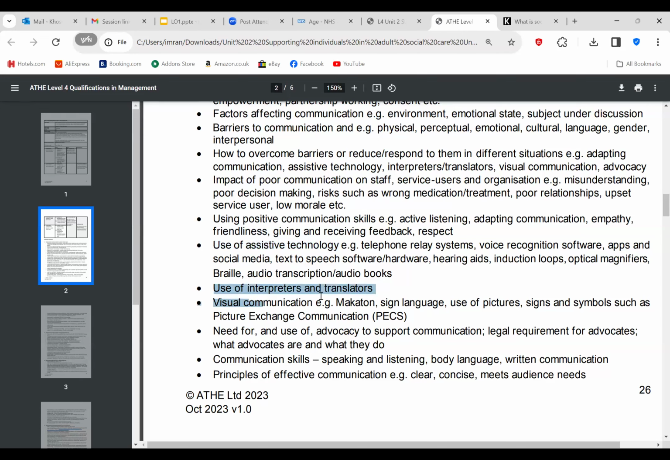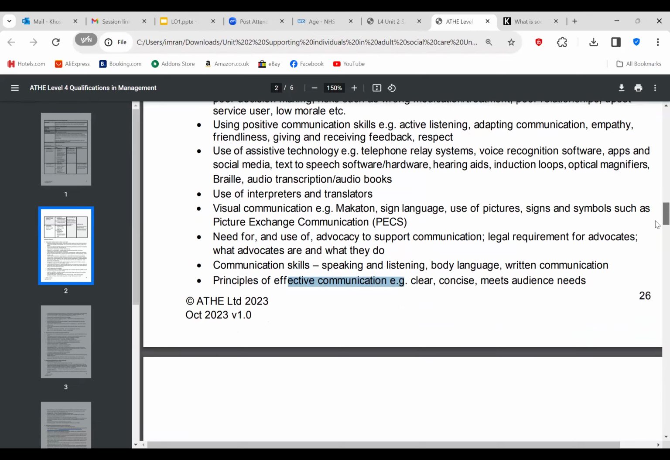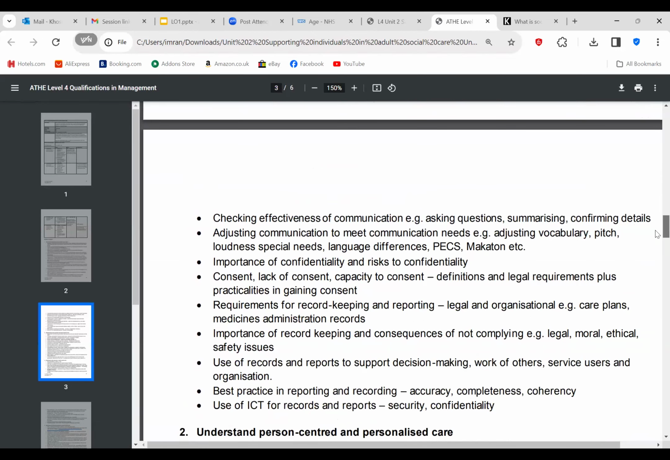Use of interpreters and translators to have better communication, visual communication. You need to advocate for support with your communication, legal requirement for advocates, what advocates are and what they do. Communication skills, we'll talk about what skills they are, what is required. Principles of effective communication, then we will talk about them. Some more: effectiveness of communication, adjusting communication to meet what the needs are.